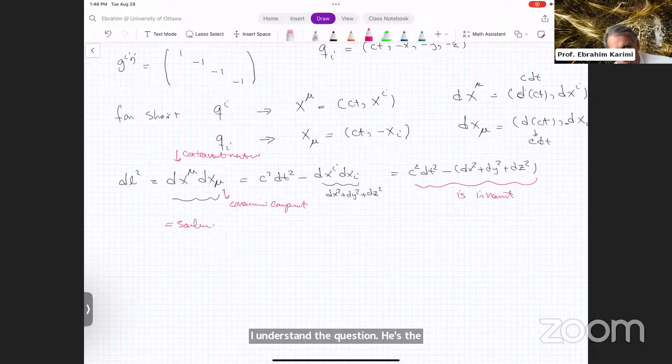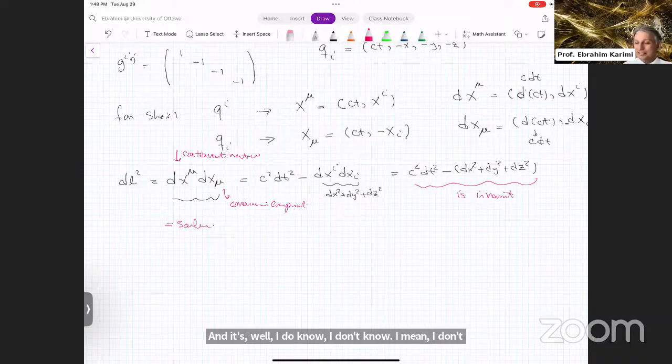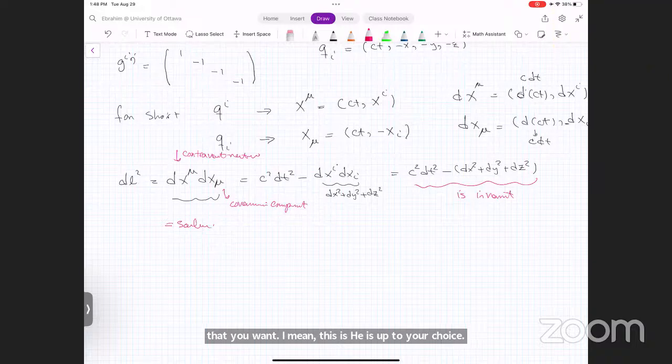Is it the metric, is it the coordinates? Because it all depends on the symmetry. I mean, the physics is independent of the coordinate that you choose. Some of them are very easy to solve. Oh, the metric, well, no. I don't know. I don't want to give a silly answer. You can choose any metric that you want. I mean, it is up to your choice.